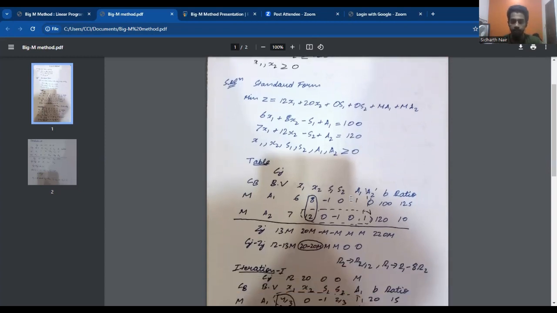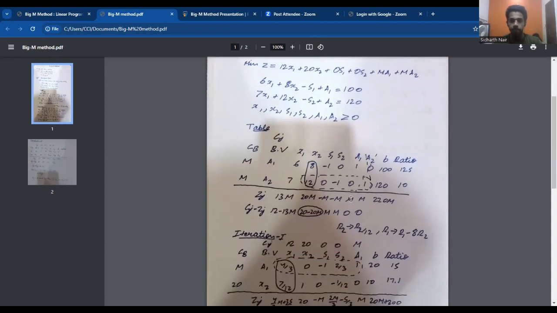Now let's build the initial table here. Since both the constraints have artificial variables, we will consider the basic variables as a1 and a2 in the initial table.